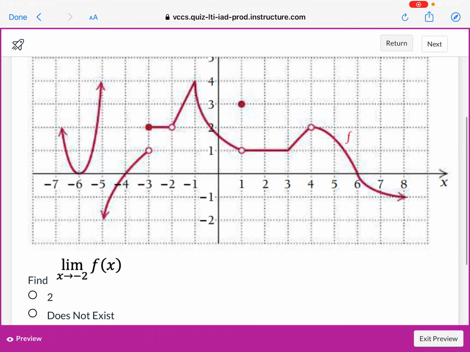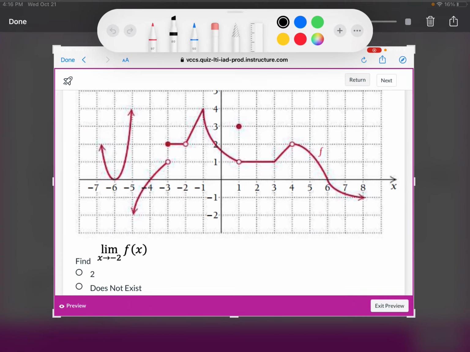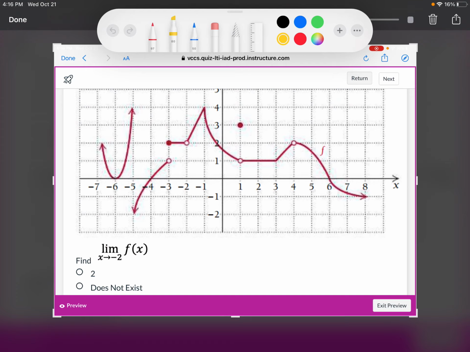All right, number 7. How about this? Limit at -2. Let's see. -2 is right here. You know, I just made a mistake, right? See, I told you, I be doing this really. That's not -2, that's +2. All right, so I better go ahead and highlight -2. This is -2 right here.